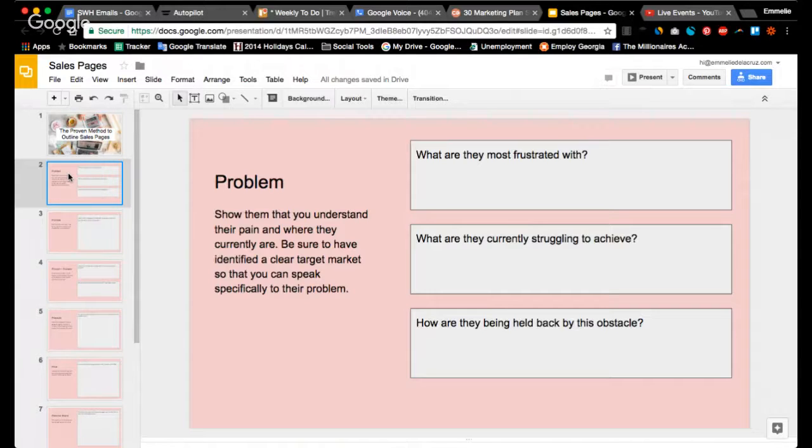So let's say that we are going to be working with a weight loss program. It's a weight loss program for people to work out at home, right? So what are they most frustrated with? Here we go. You're probably frustrated that you are super busy and you don't find time to get to the gym. You're also annoyed because you're always Googling at-home workouts, but none of them ever seem to make sense.